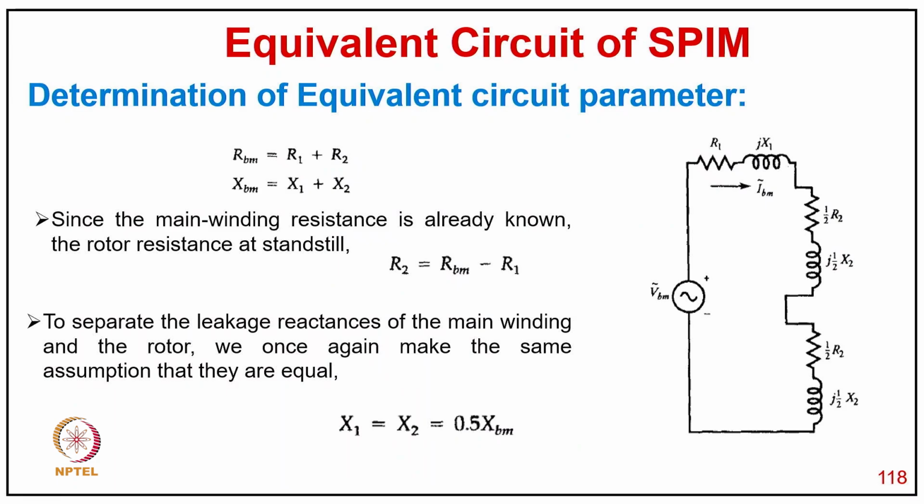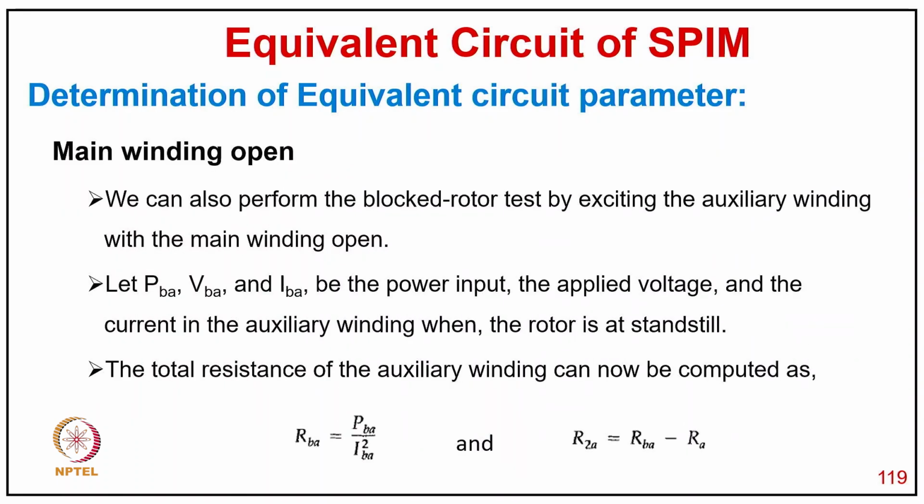So since the main winding reactance is already known and the resistance is known, the rotor resistance at standstill R2 can be found as RBM minus R1. To separate the leakage reactances of the main winding and rotor, we make the same assumption that these are equal, X1 approximately equal to X2, that is 0.5 XPM.